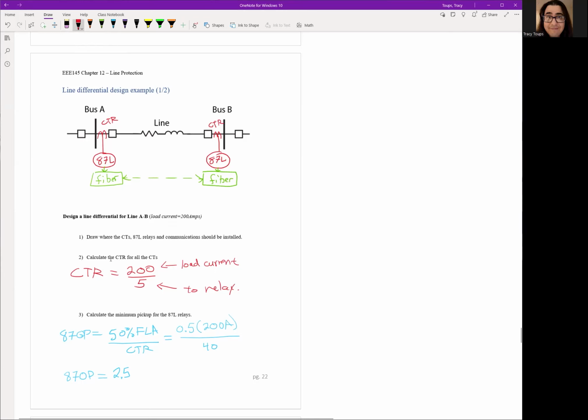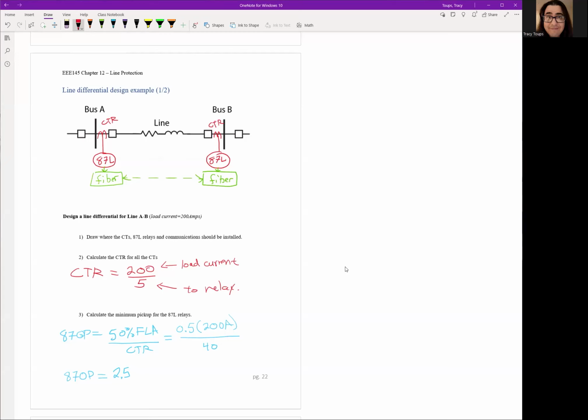Calculate the CT ratios for both CTs. Because they're on the same line, the load current is 200 amps for the line. They're going to be the same CT ratio. So you have load current of 200, you want a secondary relay current of 5 amps. So then naturally you do a 200 to 5 CT ratio to match load current to the 5 amp secondary of the relay. Next, we have 87 operating minimum pickup.